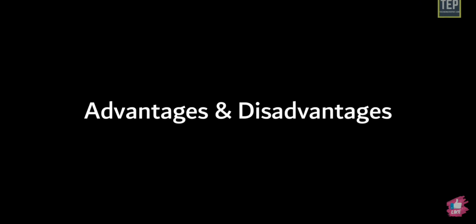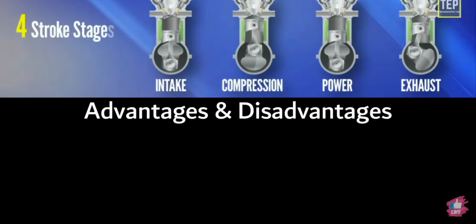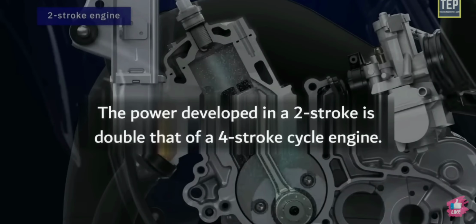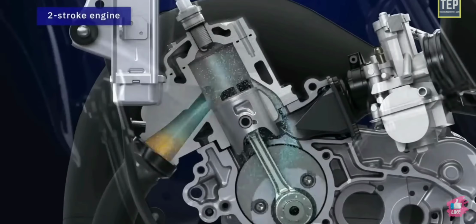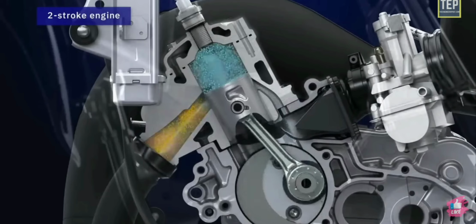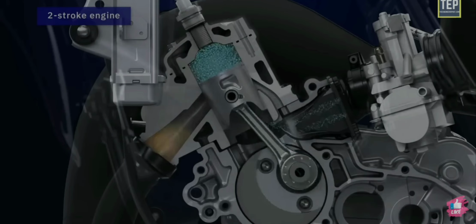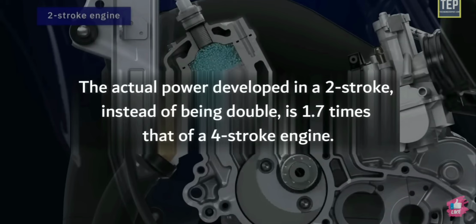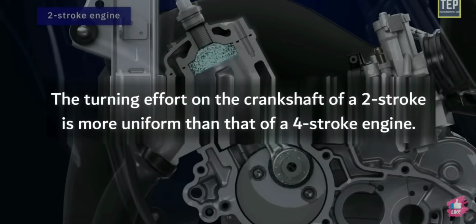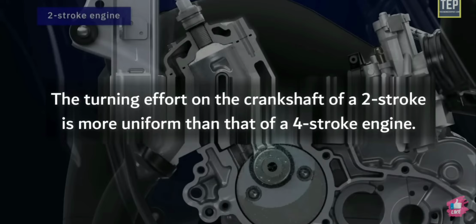Now let's look at the advantages and disadvantages of a 4-stroke engine over a 2-stroke engine. The power developed in a 2-stroke is double that of a 4-stroke engine. Due to shortening of the effective stroke length of the piston, and due to the fact that the engine has to operate the scavenging pump, the actual power developed in a two-stroke, instead of being double, is 1.7 times that of a four-stroke engine. The turning effort on the crankshaft of a two-stroke is more uniform than that of a four-stroke.